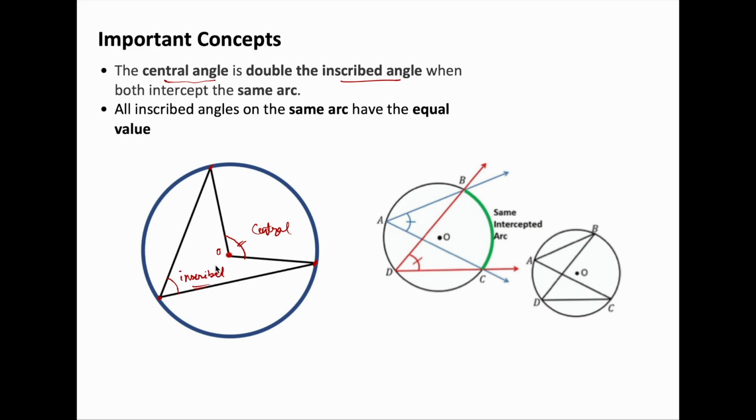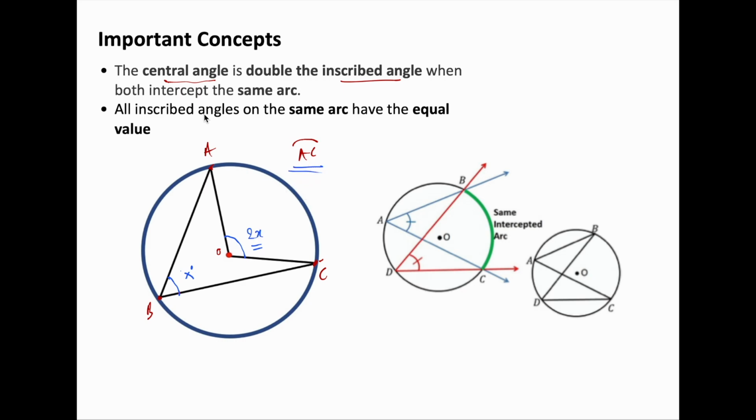And there is a relation between these two because they share the same arc. If we name these angles, for example, if this is A, this is B, and this is C, so they share the same arc AC. So if both the central and the inscribed angles share the same arc AC, then the value of the inscribed angle is half the value of the central angle, which means that if the value of this angle, for example, is x degrees, then the value of this angle would be 2x. So these two angles are related to each other with the common arc AC.